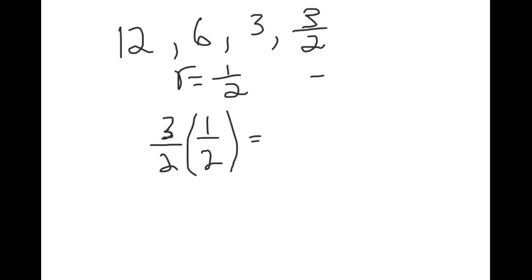When you're multiplying here, guys, you're just going to multiply the numerators together, multiply the denominators together. So we do 3 times 1, which is 3, and 2 times 2 gives us 4. So the next term in the sequence, guys, is going to be 3/4.